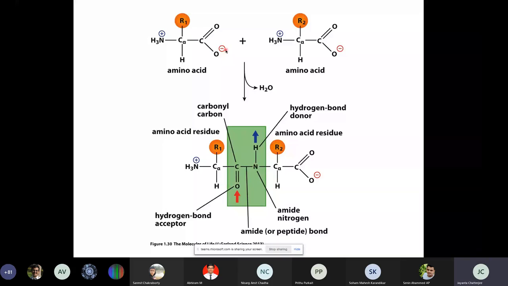Now, any idea? If you bring two amino acids, will they form a peptide bond? What do you think? No. Why? Because they're ionized already. Yes, good. Okay, fine. If they are not ionized, if they are in neutral form, will they form a peptide bond?